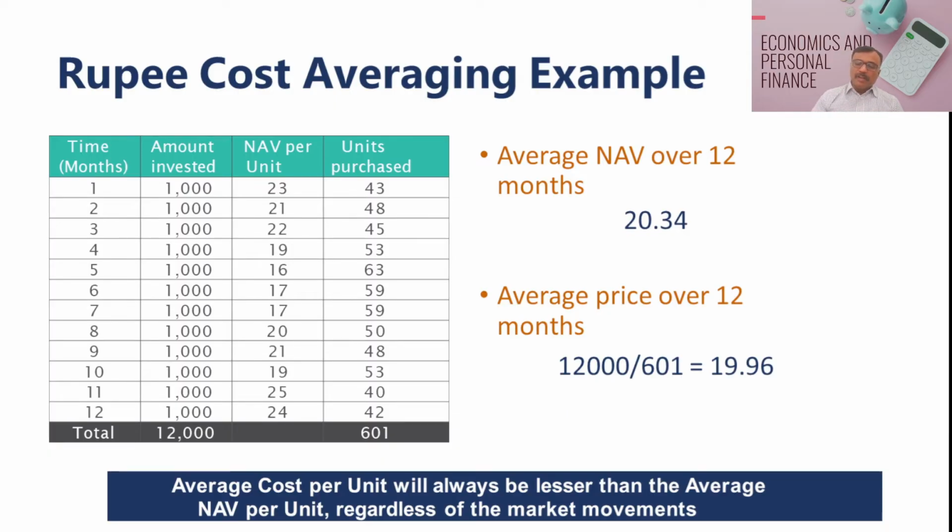So if the NAV of the fund is 500, and I am investing, let's say, 100, it's just an example, minimum you have to invest 500. So you will get 0.2 units.